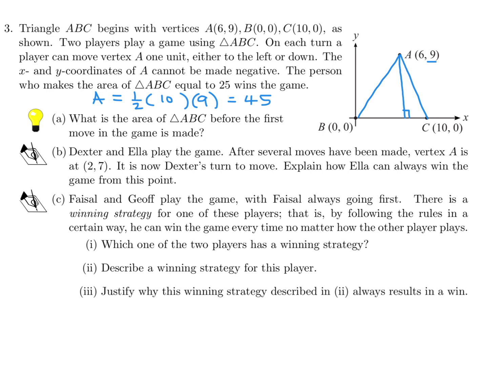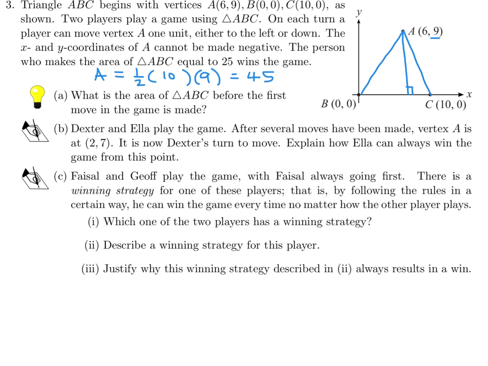Part B. Dexter and Ella play the game. After several moves have been made, vertex A is at 2,7. It is now Dexter's turn to move. Explain how Ella can always win the game from this point. All right.